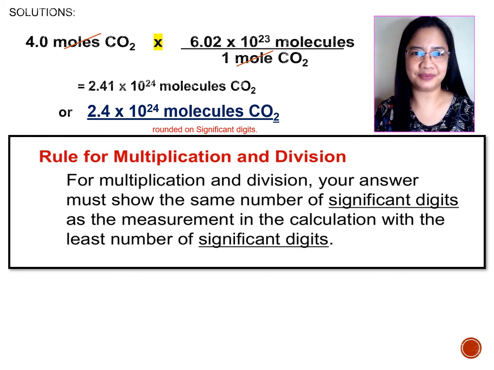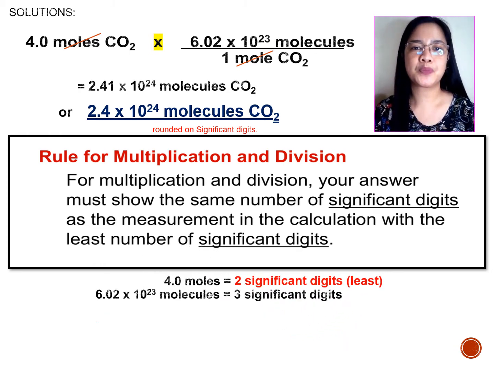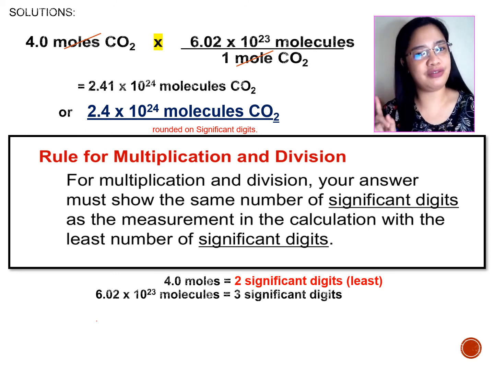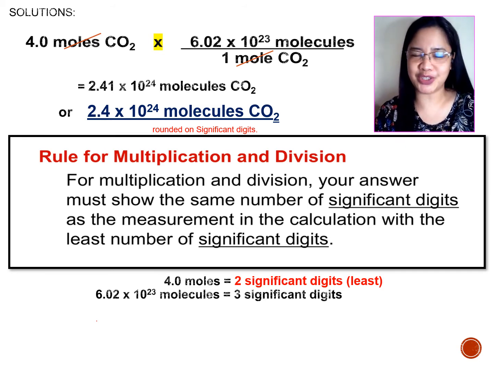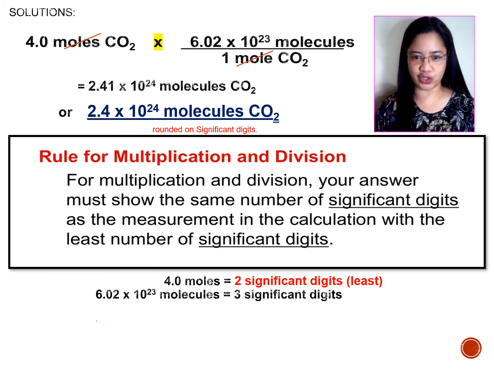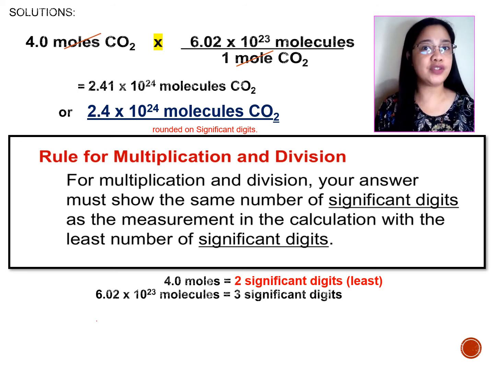Okay, so here's the solution from the previous slide. Okay, now the rule for multiplication and division. For multiplication and division, your answer must show the same number of significant digits as the measurement in the calculation with the least number of significant digits.